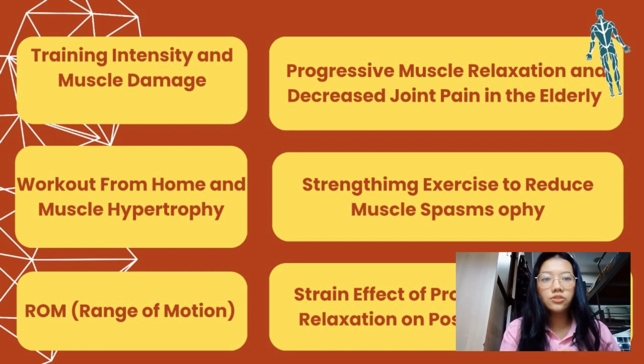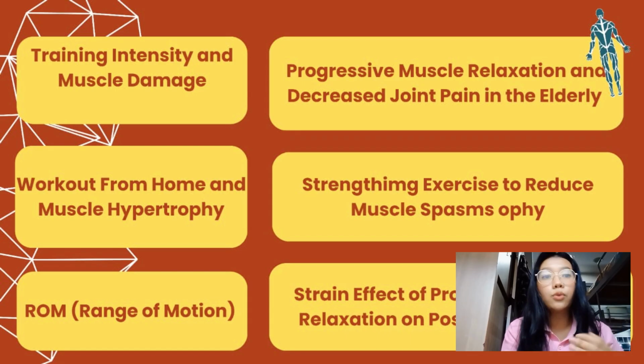The first one is training intensity and muscle damage. Intense eccentric exercise can cause fatigue and structural damage to muscle, including the phenomenon of delayed onset muscle soreness, or DOMS. Proper preparation before exercise can minimize this effect. You can do exercises like plank or squat.